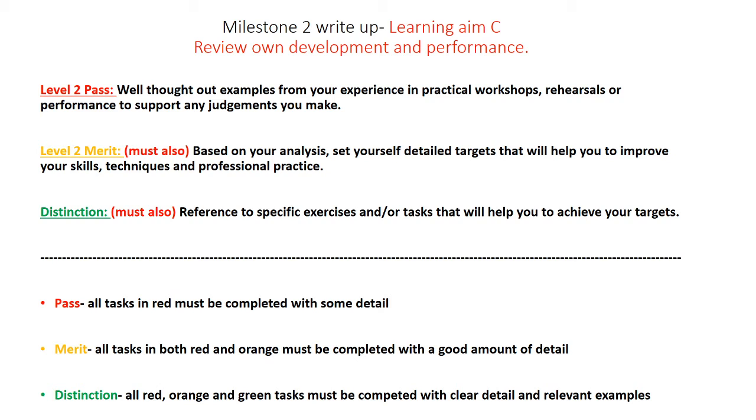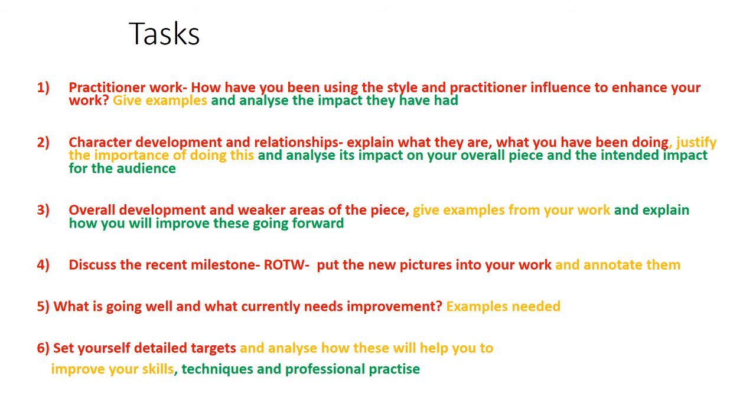Just like with the other milestones, for the distinction, you must answer all red, amber and green tasks. For the merit, amber and red. And for the pass, just the red ones. All right? So, first question then, we need a paragraph, and please don't just answer the questions, write it in full sentences, so you must write the question within your answer.